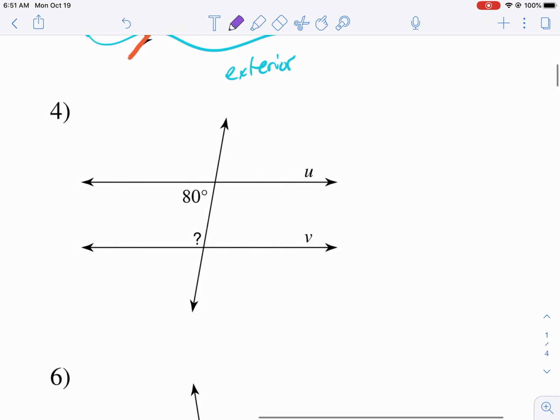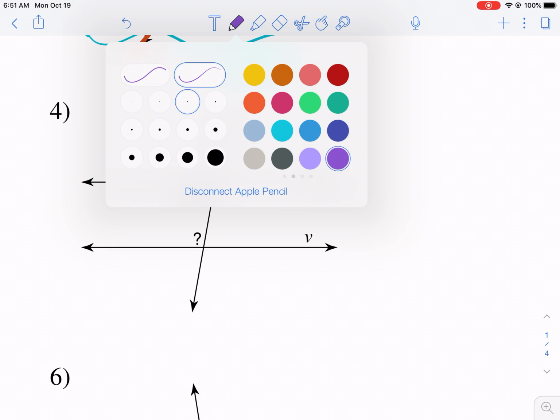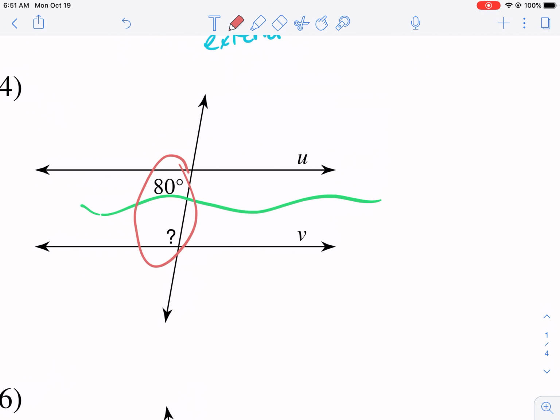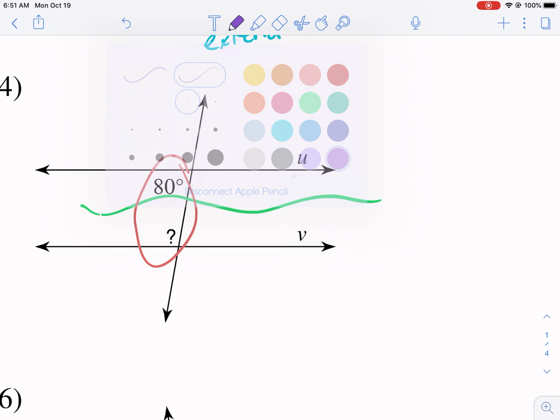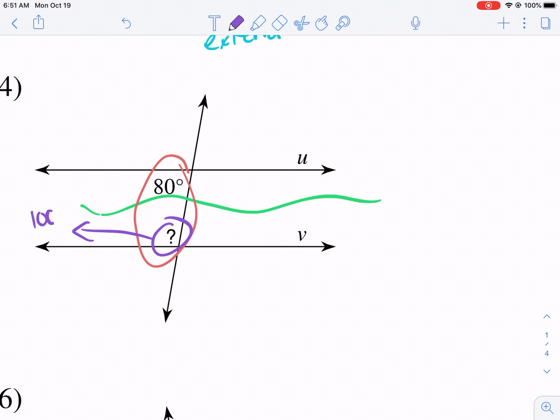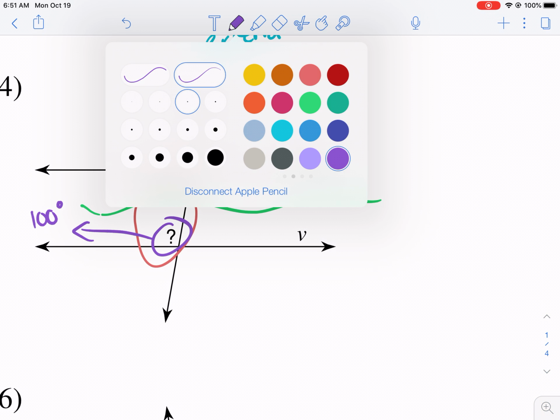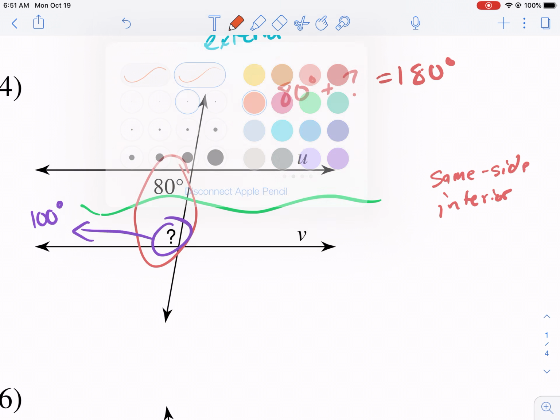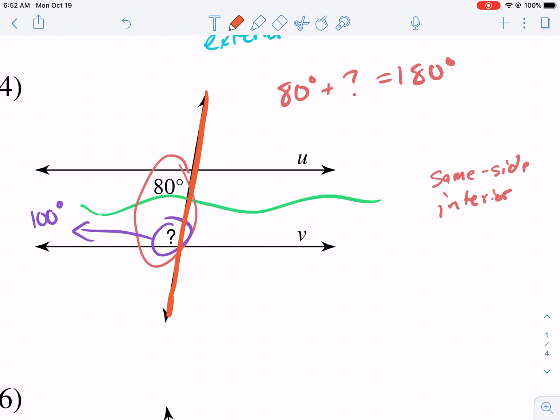Let's move on to number four, a little bit different scenario here, okay? So again, we have interior space, but this time they're on the same side, okay? So what is this going to be? Don't just say it's going to be equal. That would be wrong, okay? This one is going to be equal to 100 degrees. Why? Because these two angles need to be equal to 180 degrees because they are same side interior angles. This time they're on the same side of the transversal. They're both on the left side of this guy.